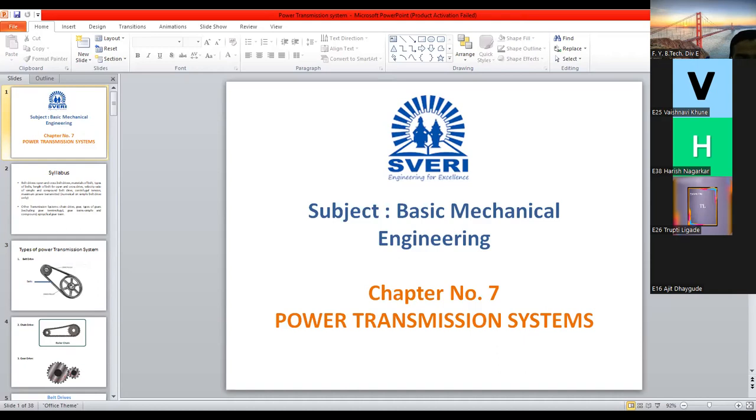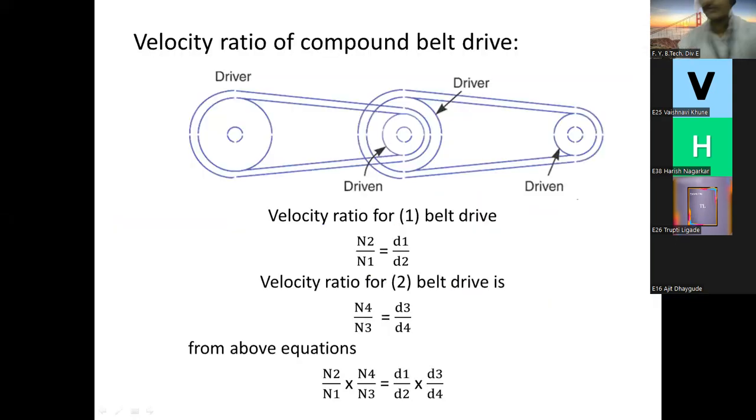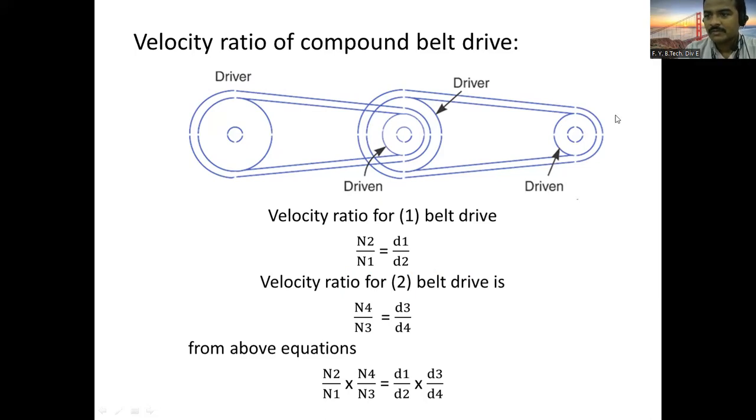Please put the heading: velocity ratio for the compound wheel drive.